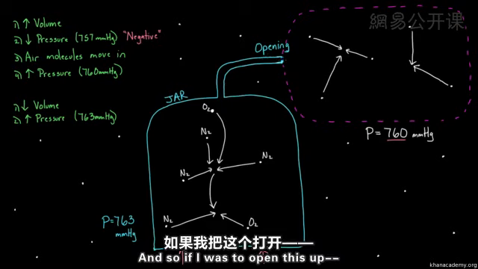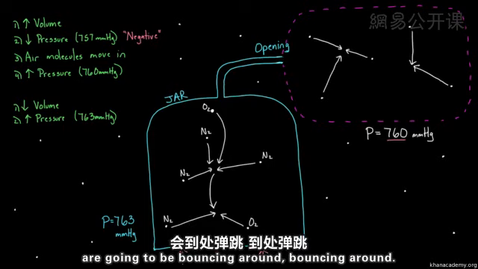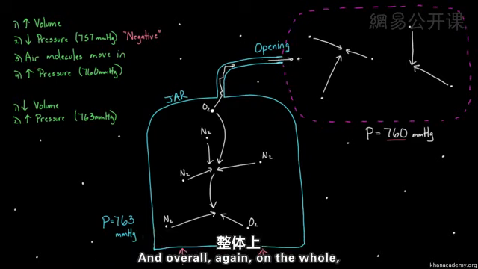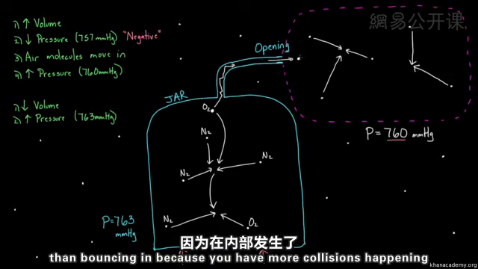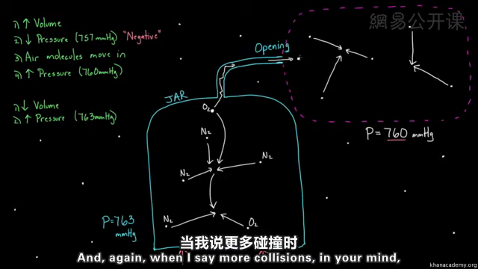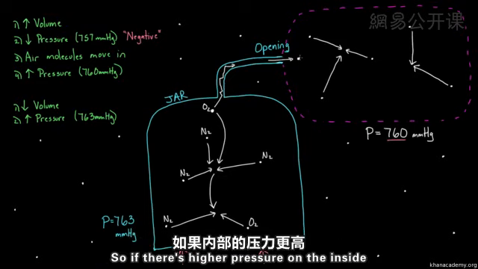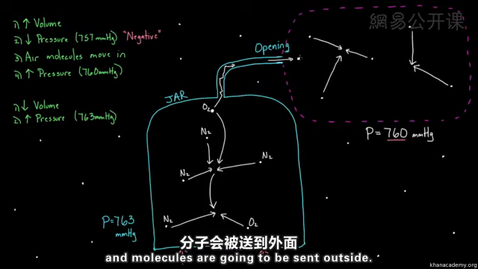And so if I was to open this door up, then some molecules, of course, are going to be bouncing around, and some of these things might kind of bounce out. So some molecules might bounce out. And overall, on the whole, you're going to have more molecules bouncing out than bouncing in because you have more collisions happening on the inside. And when I say more collisions, in your mind I want you to think of higher pressure. So if there's higher pressure on the inside and more collisions happening on the inside, you're going to have more things bouncing off each other, and molecules are going to be sent outside.